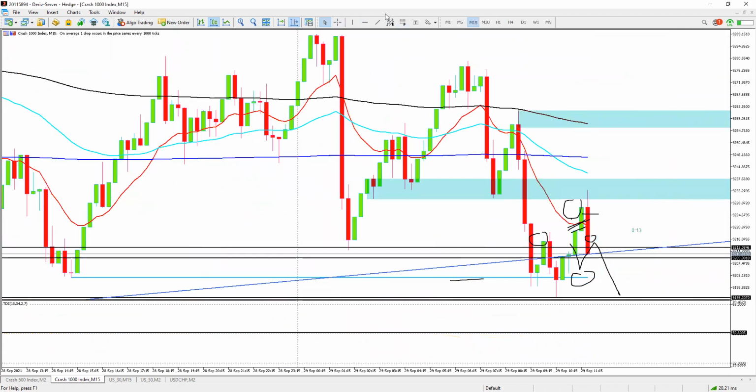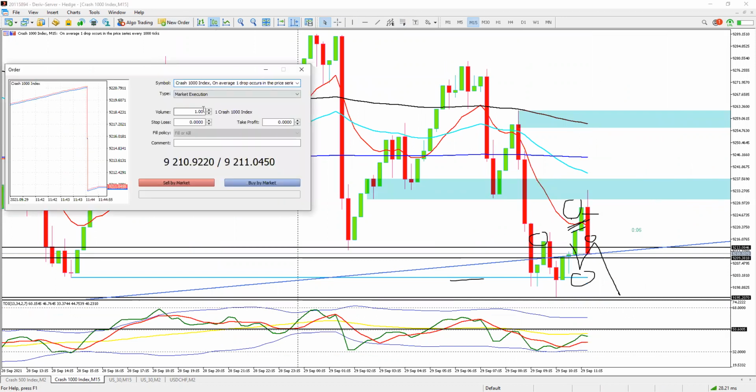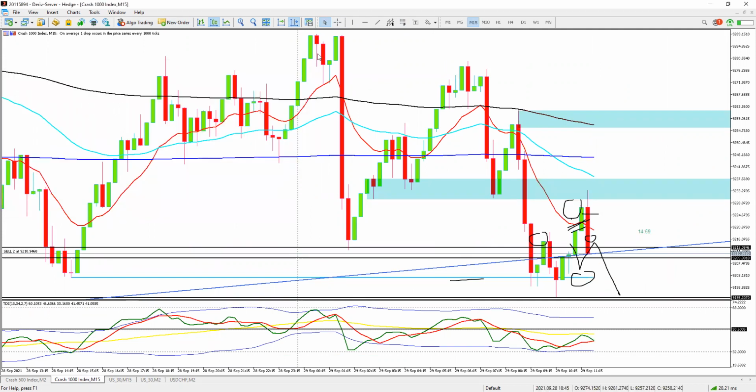Just want to check my pattern. It shows me that this will actually close like this. It will sell. So I will open a position here. Then I will show you where I will put my stop loss and where I will put my TP.